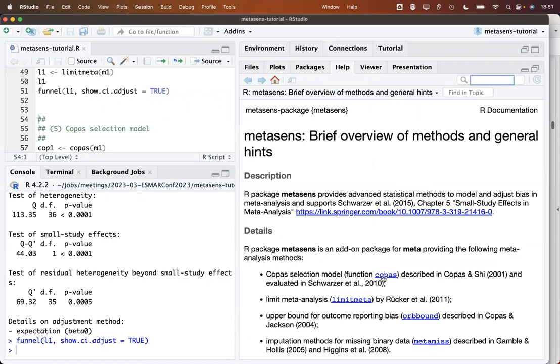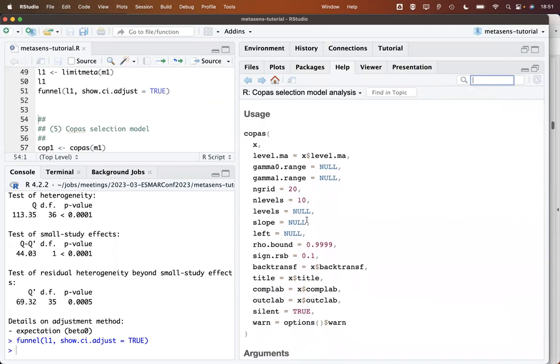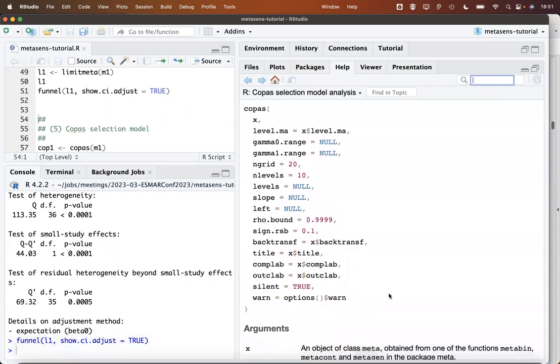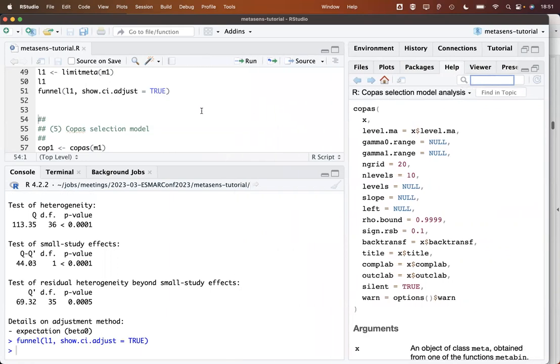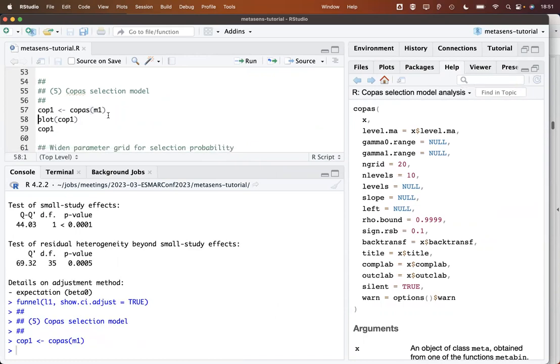Then let's look again at the help page, and we see again there are a couple of arguments. The first argument, x, again is an object of class meta, just as for the limit meta function. Again, there are some arguments which take values from this meta-analysis object, and the values for A and B, or gamma naught, gamma 1, can be defined here using these two values. To run the model, we again can use as a single input the meta-analysis object.